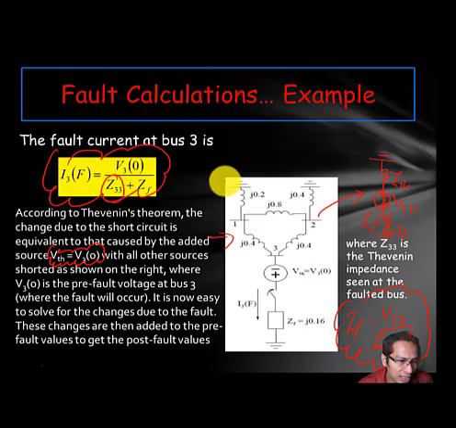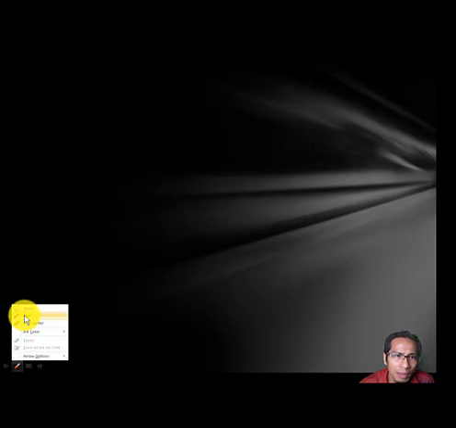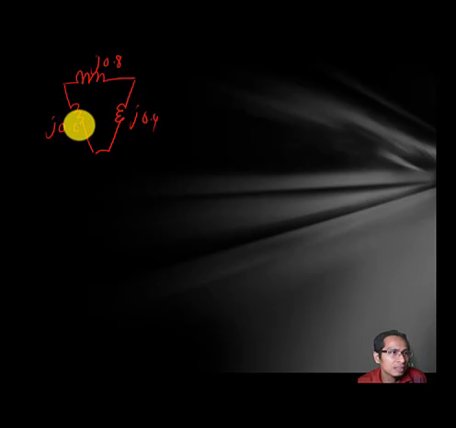So how to solve this equation? We have the delta connection over here, so we have to simplify the circuit. How to simplify the circuit? This delta can be transformed into the Y connection. So we have this delta connection, with j0.8, j0.4, j0.4. We have to transform this delta to Y connection.